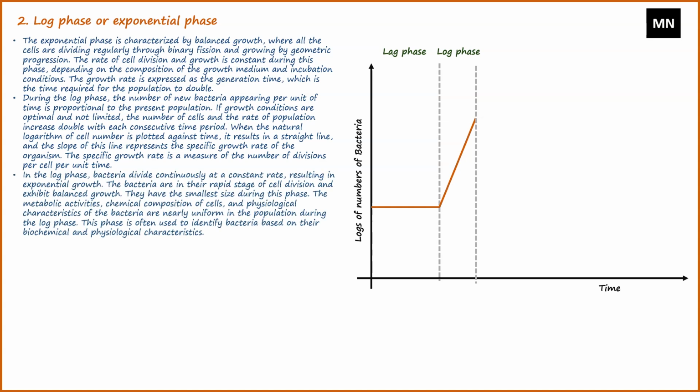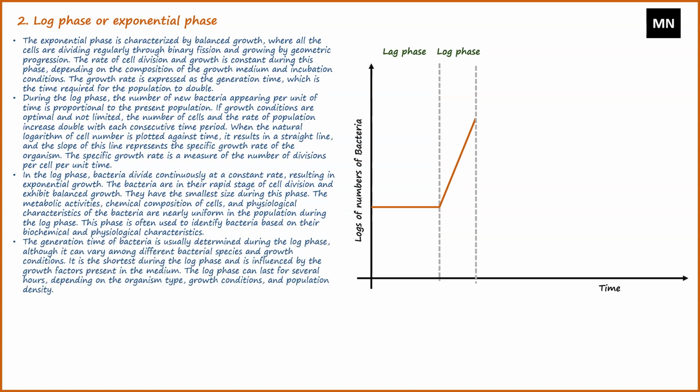In the log phase, bacteria divide continuously at a constant rate, resulting in exponential growth. The bacteria are in their rapid stage of cell division and exhibit balanced growth. They have the smallest size during this phase. The metabolic activities, chemical composition of cells, and physiological characteristics of the bacteria are nearly uniform in the population during the log phase. This phase is often used to identify bacteria based on their biochemical and physiological characteristics.